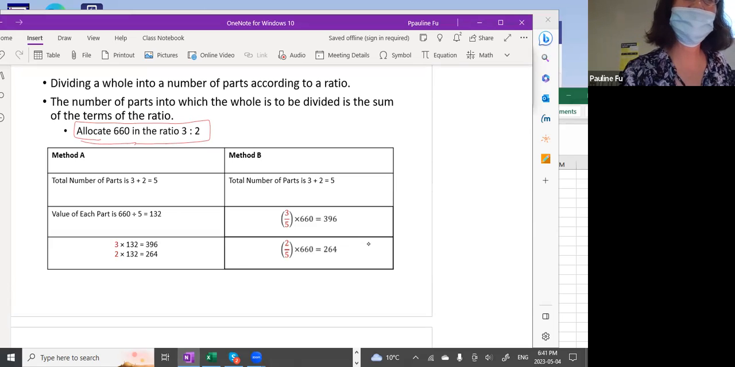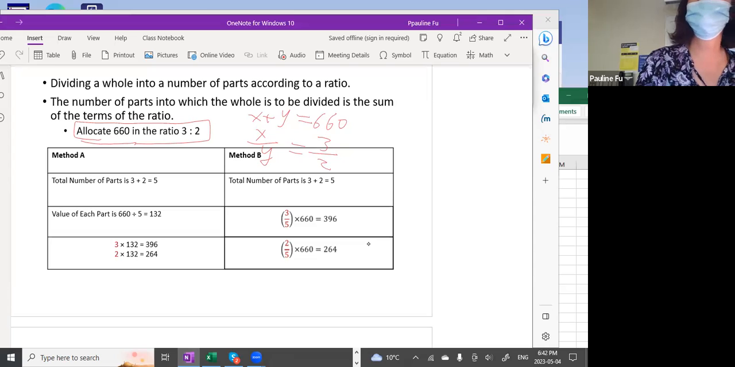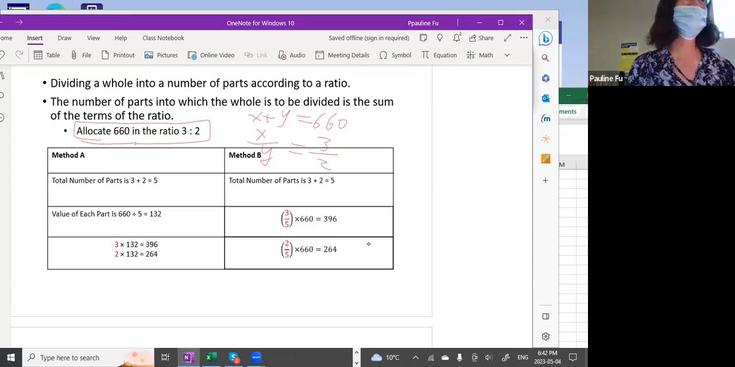Okay, so what is the question here? What are the two numbers? The two numbers added together are 660, and these two numbers are in the ratio 3:2. What is X, what is Y? That is the question. Is that clear? Find two numbers that add together to 660, and whose ratio is 3:2. What are those two numbers?